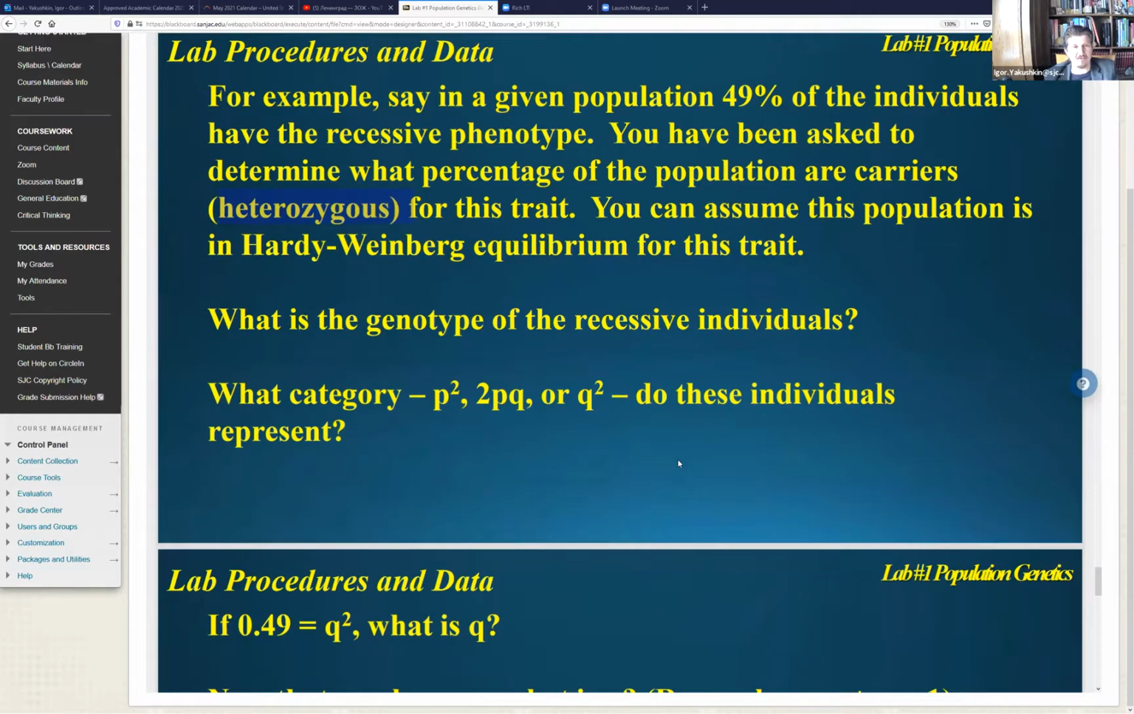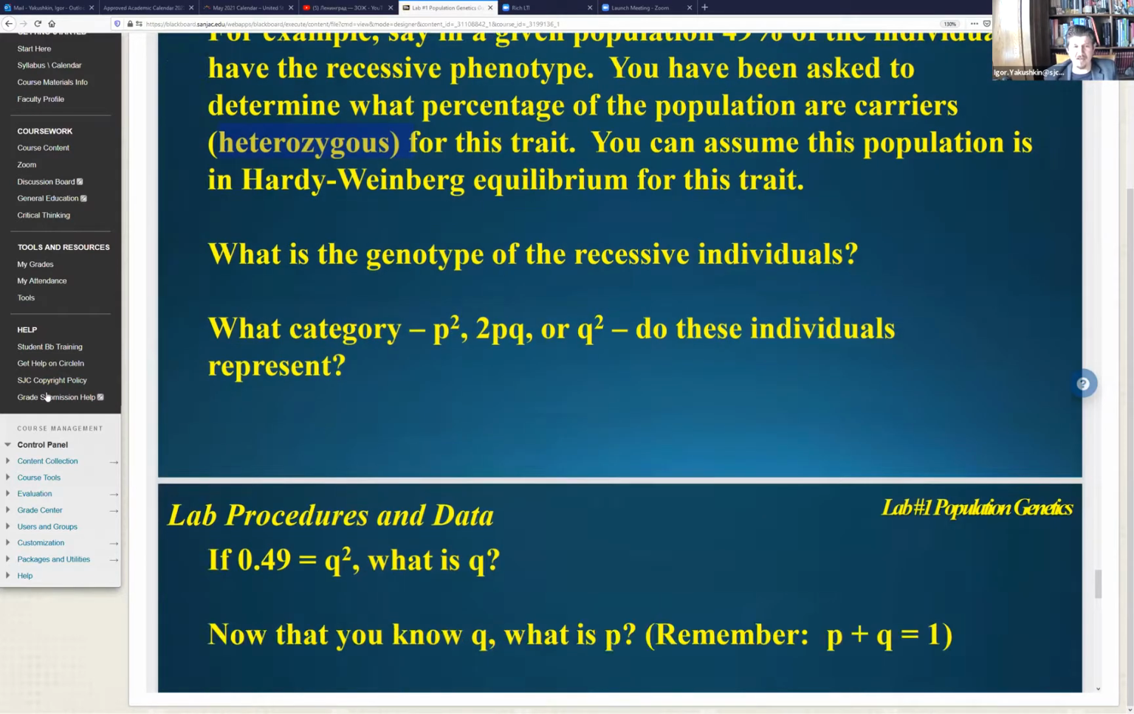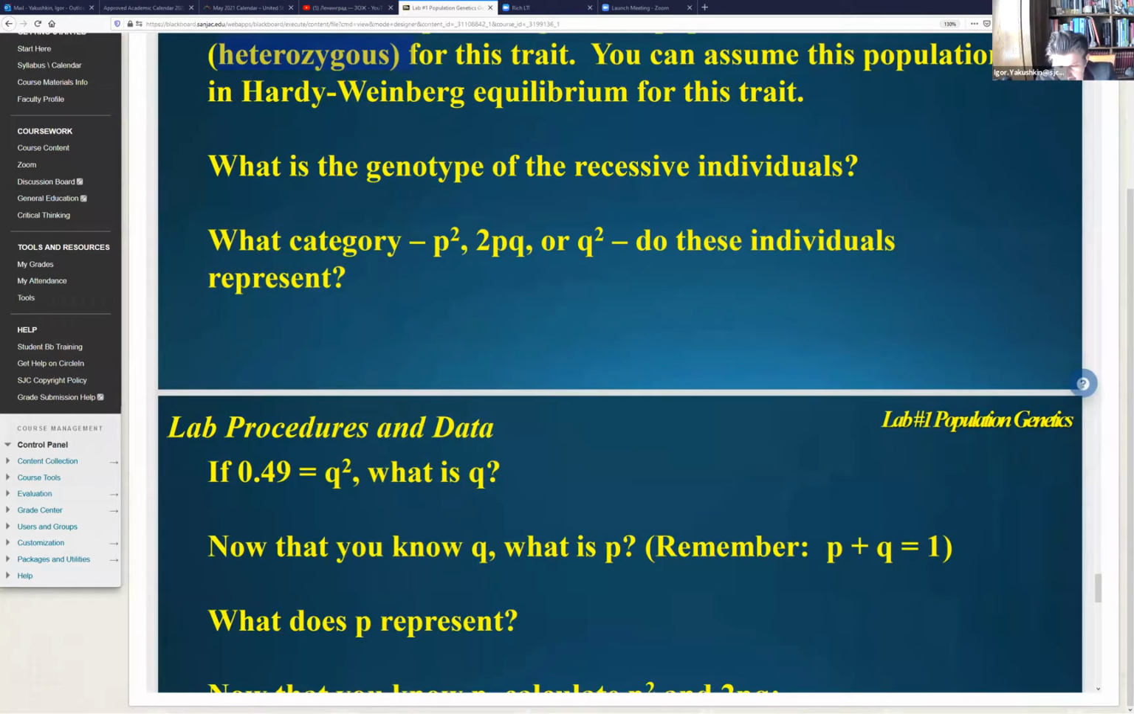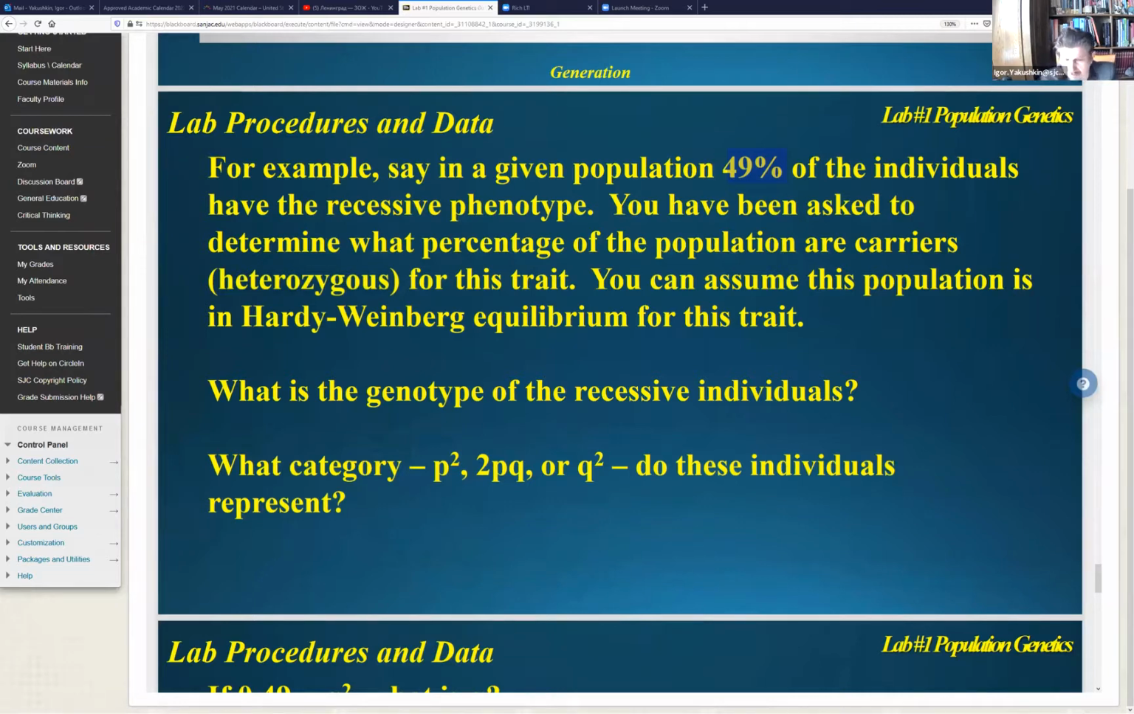So now, 0.49. How did we figure out that 0.49 is Q squared? Remember that 49%? We took 49% and divided by 100%. Why did we do that? In order to get rid of the percentages. If you do this very carefully, you will end up with 0.49. Therefore, our Q squared will be equal to 0.49.